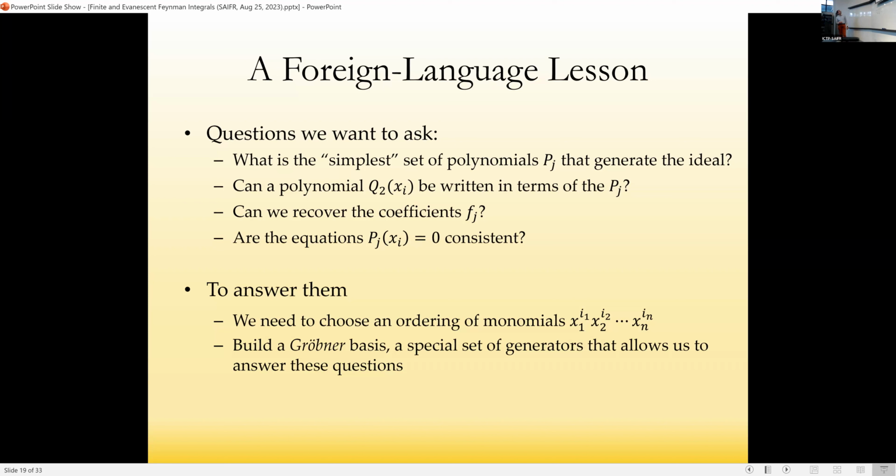And then we build something called a Gröbner basis, which is a special set of generators that allows us to answer these questions in an algorithmic way. So at least for the younger members of the audience, you might be thinking that Gröbner was the guy who actually invented this idea or invented the algorithm for producing a Gröbner basis, but that's actually not true. The guy who invented these and who wrote down the first algorithm was called Buchberger. And Gröbner was his thesis advisor. So maybe that's an encouragement to younger people to name things after their thesis advisor.